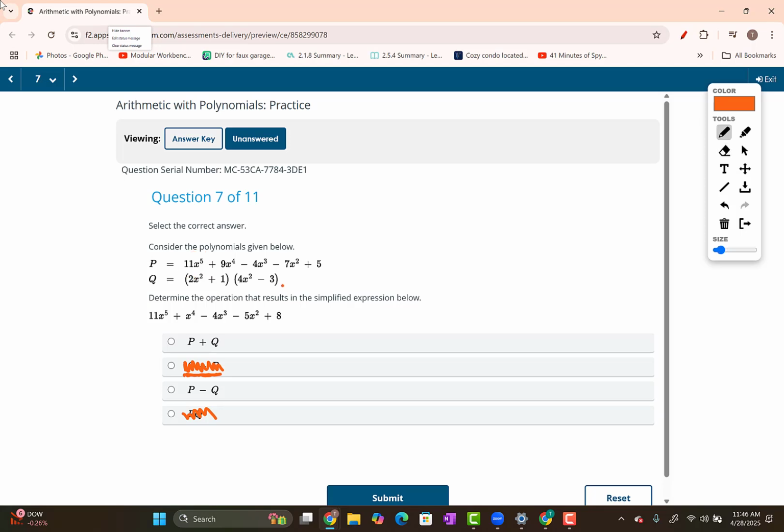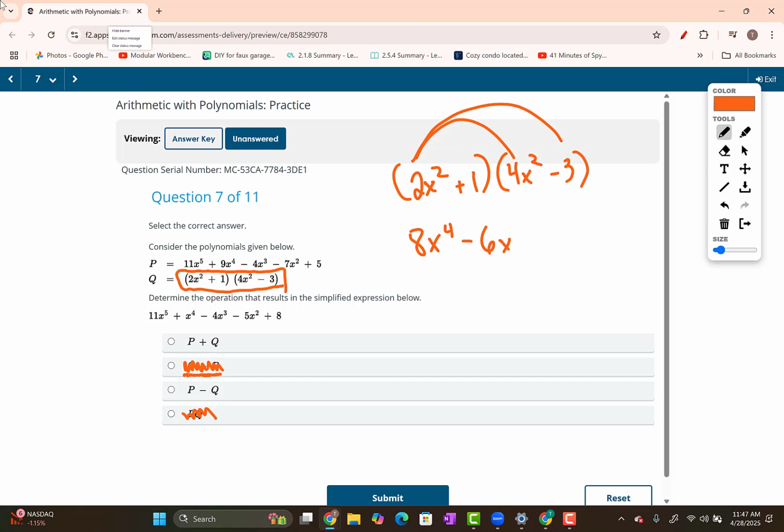But the first thing that I want to take care of is these two binomials, and multiply them together. So 2x squared plus 1 multiplied by 4x squared minus 3. Distribute the 2x squared. So that's 8x to the fourth minus 6x squared. We're going to distribute the 1. 1 times 4x squared is 4x squared, and 1 times negative 3 is negative 3. My like terms are here in the middle. So we have 8x to the fourth minus 2x squared minus 3.